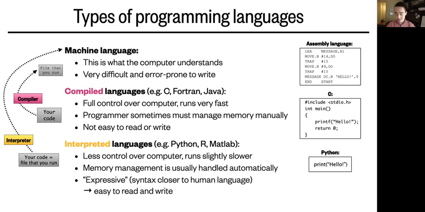Now, at the other end of the spectrum are interpreted languages like Python, R, and MATLAB. And these give you somewhat less control over the computer, though that can be a good thing because tasks like memory management are handled behind the scenes for you. And they're what's known as expressive, which means their syntax is closer to English, as you can see in this really simple hello program here. So with interpreted languages, you run your code, and then line by line, it gets translated on the fly into machine language by what's known as an interpreter.